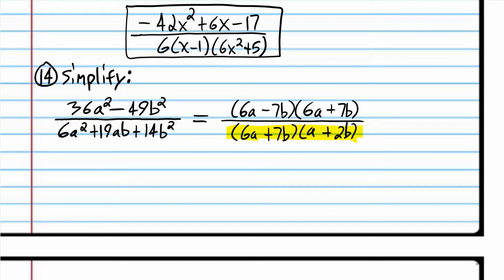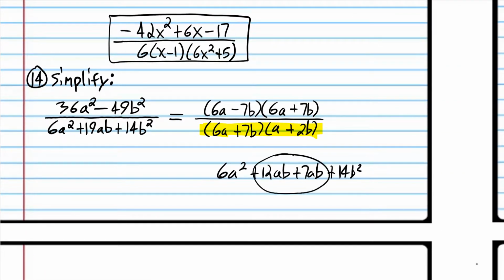We have to FOIL it to make sure it works. F, O, I, L. F, O, I, L. So now add 12ab and 7ab, and do you get 19ab? And the answer is yes. So we did it correctly.